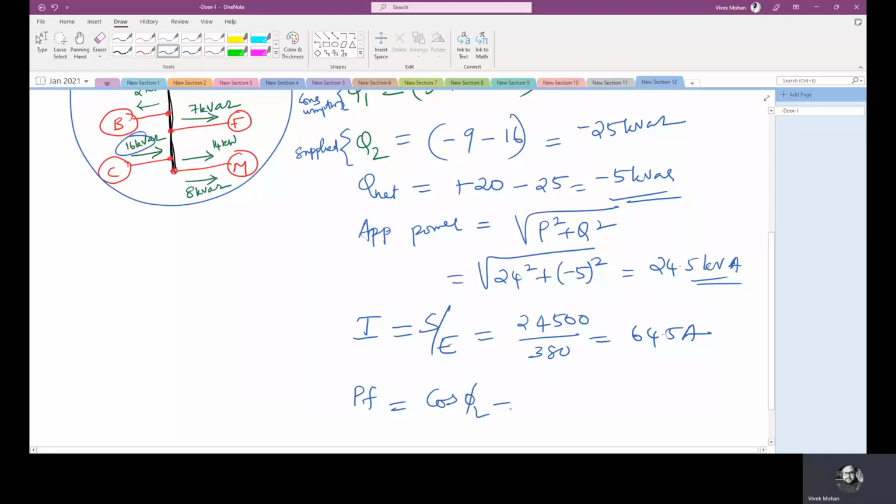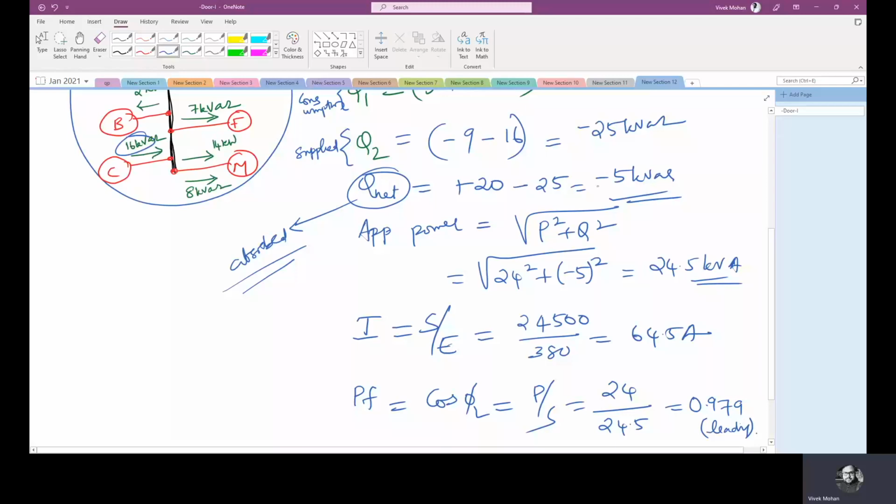Power factor equals cos phi L, which is equal to active by apparent, which is equal to 24 divided by 24.5, which is equal to 0.979 leading. Why am I writing leading here? Because the sign is negative, which means net reactive power is generated. We defined this as net reactive power absorbed. As net reactive power absorbed is negative, that means reactive power is delivered. So that is what we are representing.